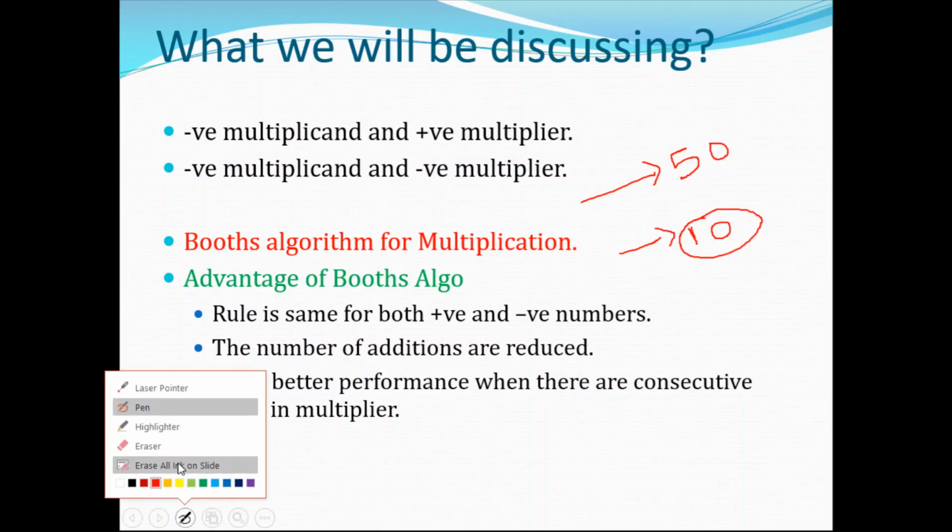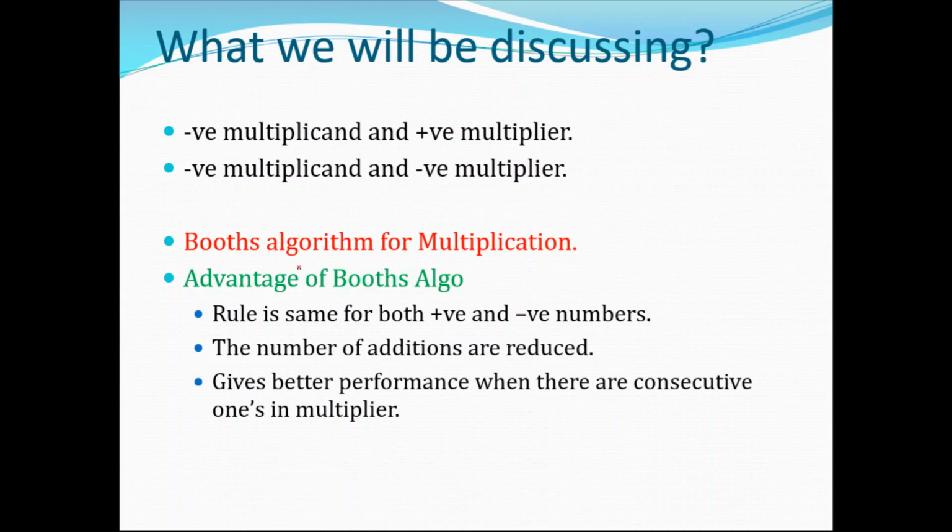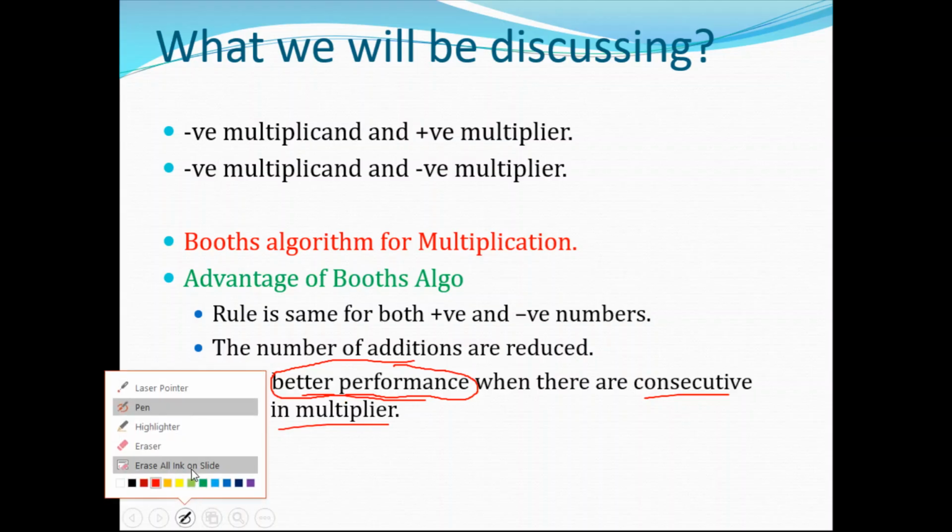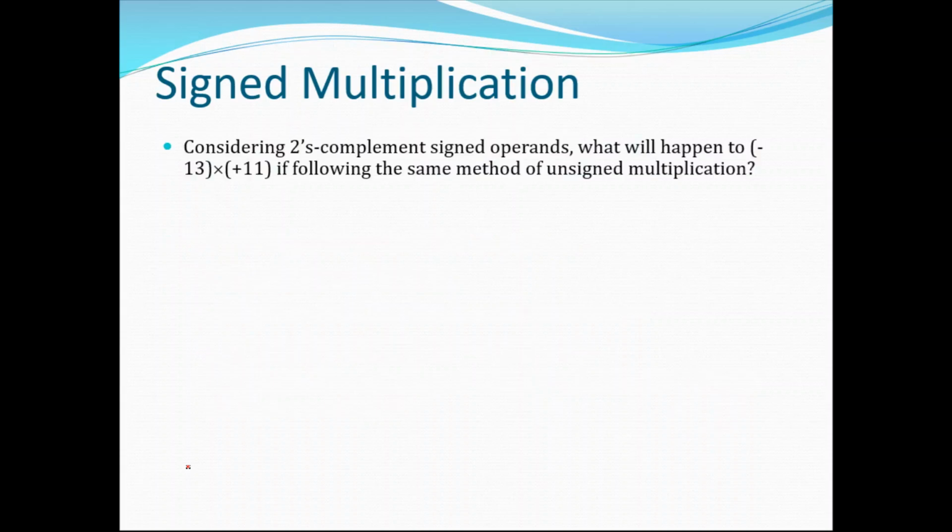Is there any limitation with respect to Booth's algorithm? Actually, Booth's algorithm will give better performance if there are consecutive ones in the multiplier. Better performance means the number of additions will be reduced. The number of additions will be reduced when there are consecutive ones in the multiplier. If there are no consecutive ones in the multiplier, then the number of additions may increase. First, let us try to understand the signed multiplication.